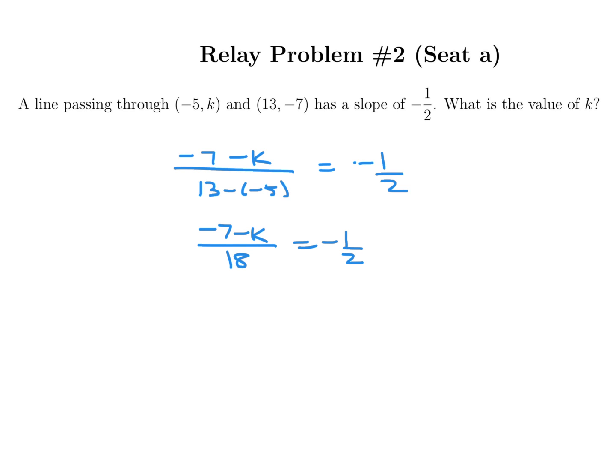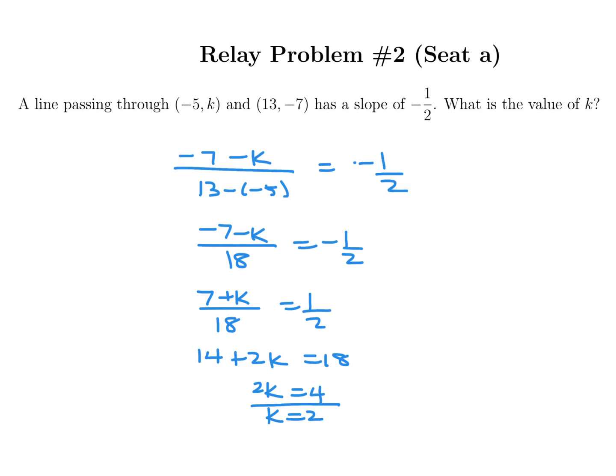And then you can, I guess, get rid of the negatives. And this will be like that. And then cross multiply and we get 14 plus 2k is 18. And therefore 2k would be 4 and k is 2. And I think that is all they wanted.